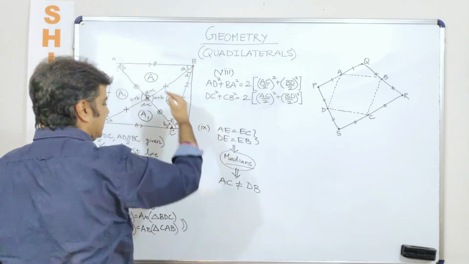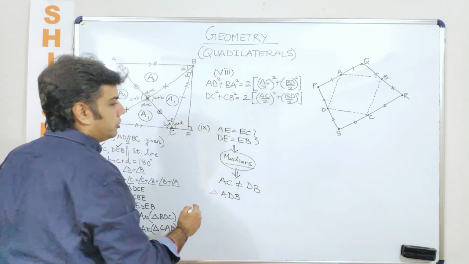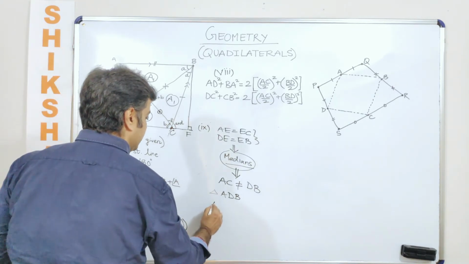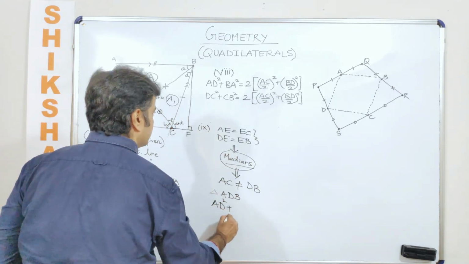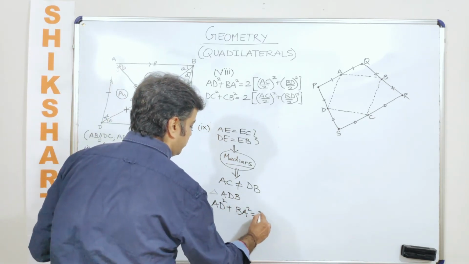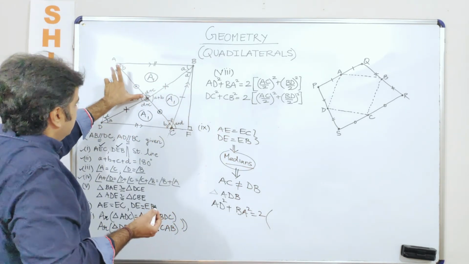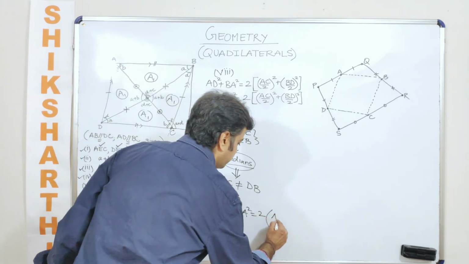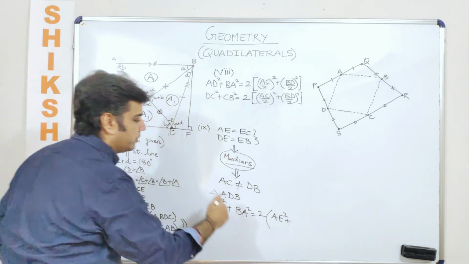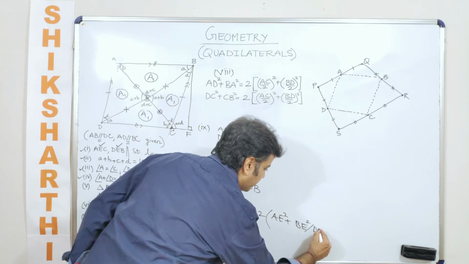If I talk about the triangle ADB, Apollonius theorem or the median theorem says AD square plus BA square will be twice of the square of the length of the median. Incidentally, the median here is AE square plus either BE square or DE square.